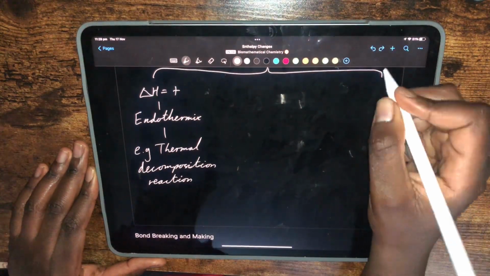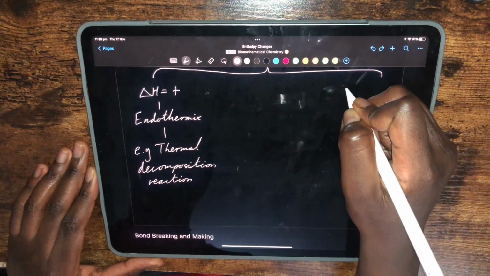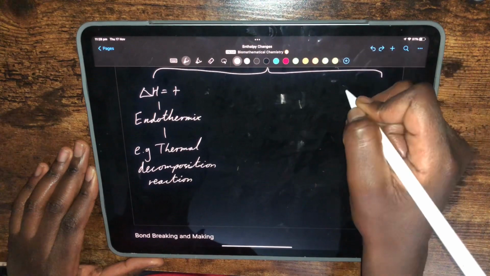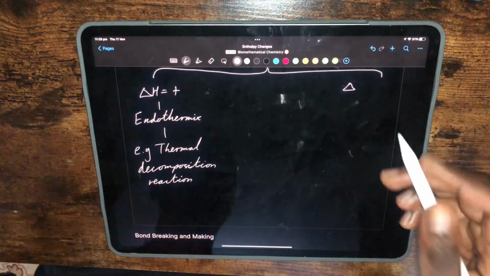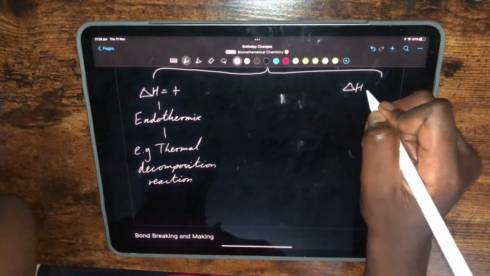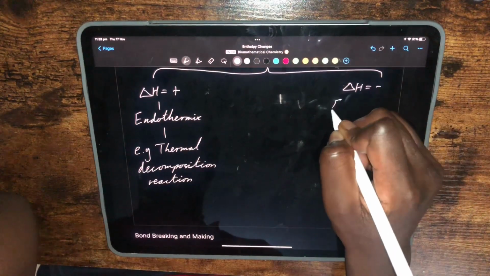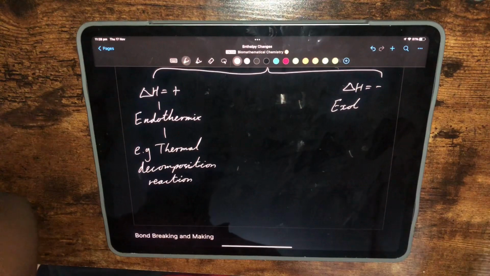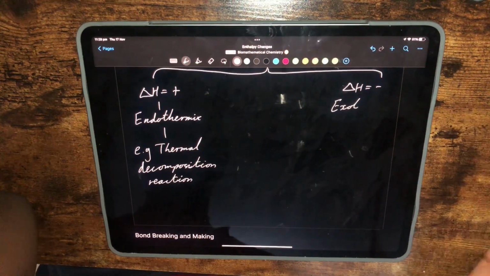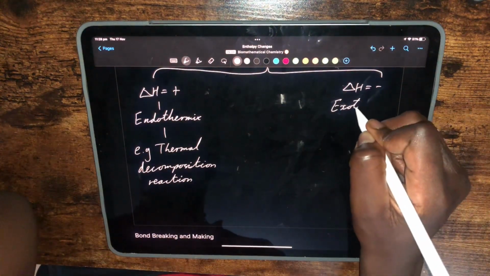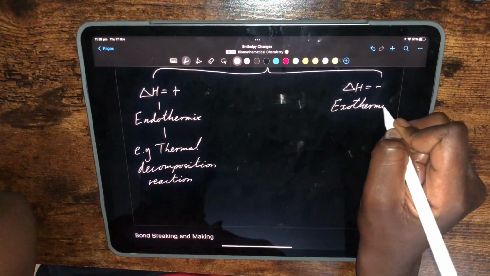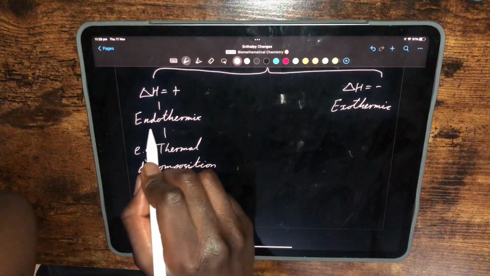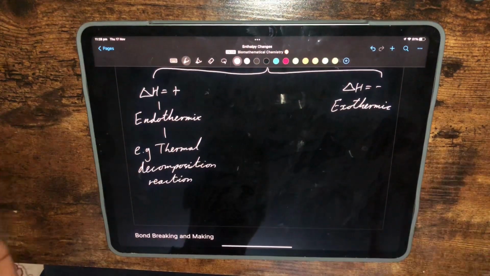And then if the enthalpy change is negative, I was about to say negatively charged, not negatively charged. If the enthalpy change is more negative, it's an exothermic reaction, right? If you lose something, it's negative. If you lose money, you're going into debt, that's negative. You just need to understand it that way. And that's exothermic. Exo means exit, endo means enter. Think about it like that if you ever get confused between the two.